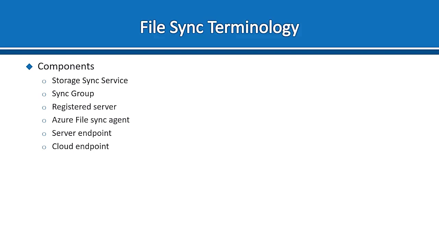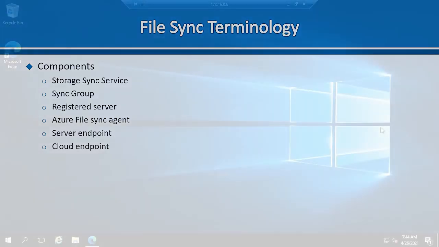Then we have server endpoint that is a specific location on a registered server. So we've got the storage sync service in the cloud. We've got the sync group that defines endpoints. You register your server, you install the Azure File Sync agent on it, and configure it, and then a server endpoint would be configured as a particular folder, not the server as a whole, but the sync directory or whatever it is. And then the cloud endpoint is your file share that's part of your sync group. So hopefully you can see kind of how all those things work together to provide this functionality.